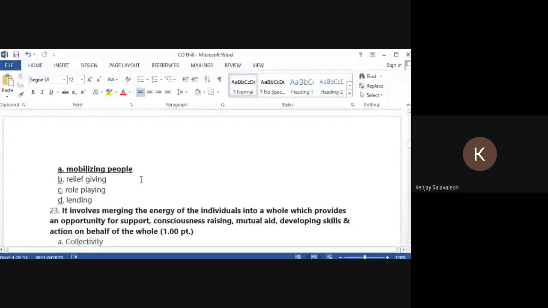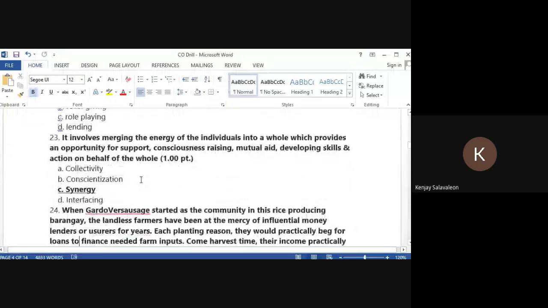23. It involves merging the energy of individuals into a whole which provides an opportunity for support, consciousness raising, mutual aid, developing skills and action on behalf of the whole. So, itong konsepto na ito, it is synergy, no? It can be found in the theory of general systems theory. No? Interfacing, digitization, and collectivity.